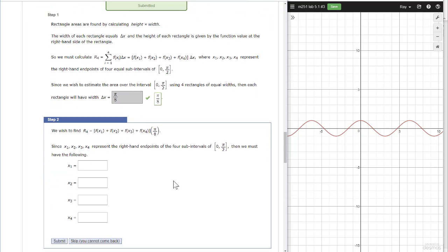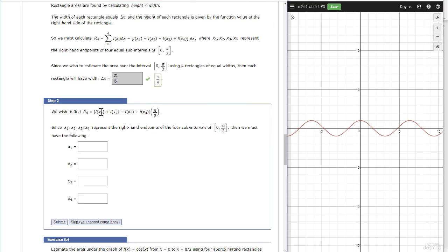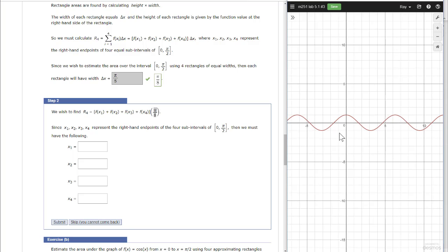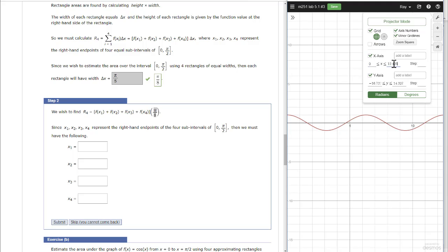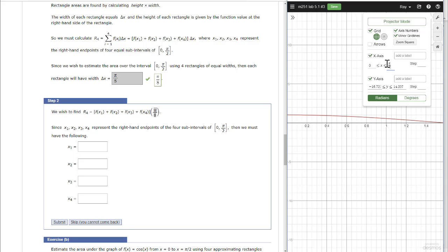So now what we want to do is calculate these things, and essentially put in the values. Here, let's take a look at this graph. This is the graph of the cosine function. We really just want to go from 0 to pi over 2. That might be hard to see. I suppose we can make this a little bit zoomed in so that we can see a little bit better.